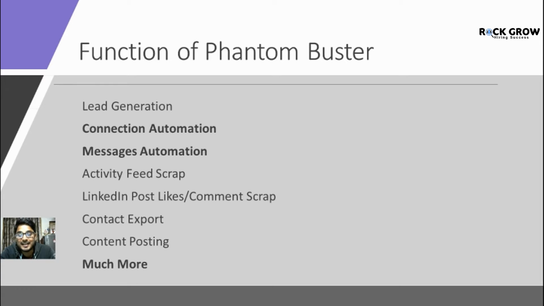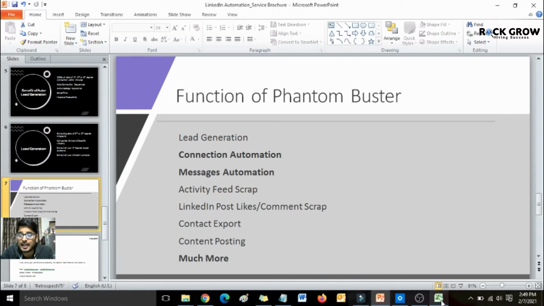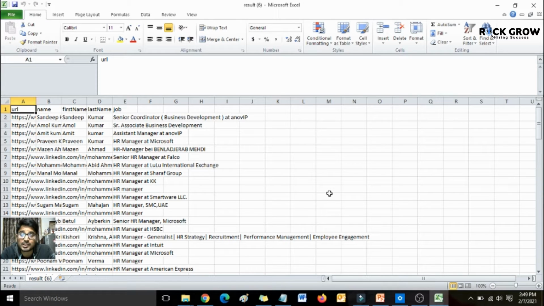How is it going? I hope you guys have already extracted a lot of data from LinkedIn and already have an Excel sheet like this from LinkedIn with respect to your different set of target audience. Now we have the LinkedIn URL with us. We have their name with us. We have the first name, last name as well, and then we have the job that they are currently doing.